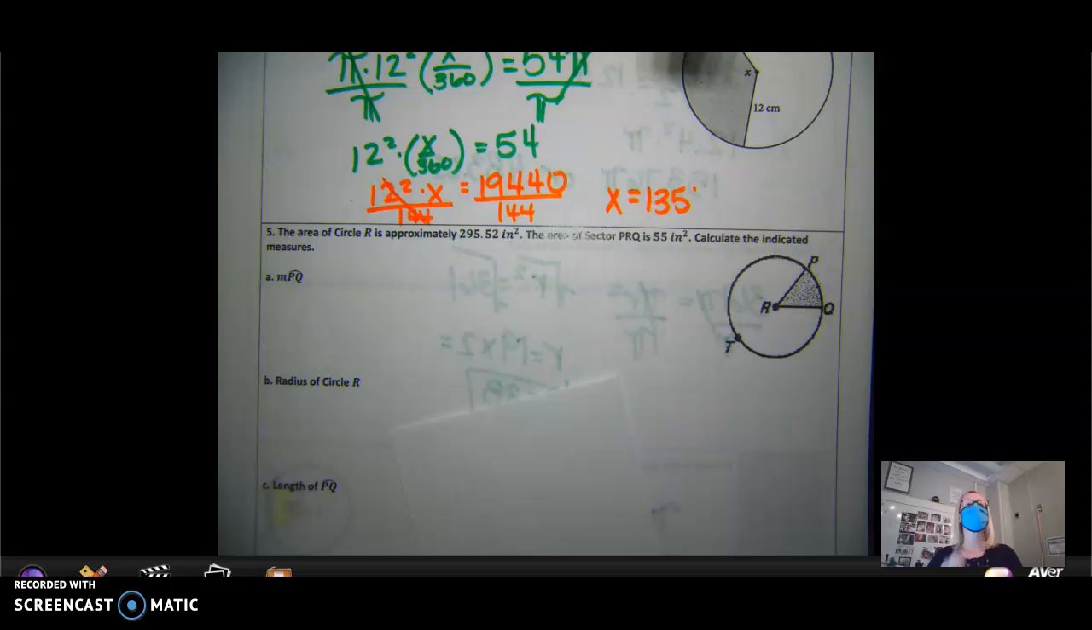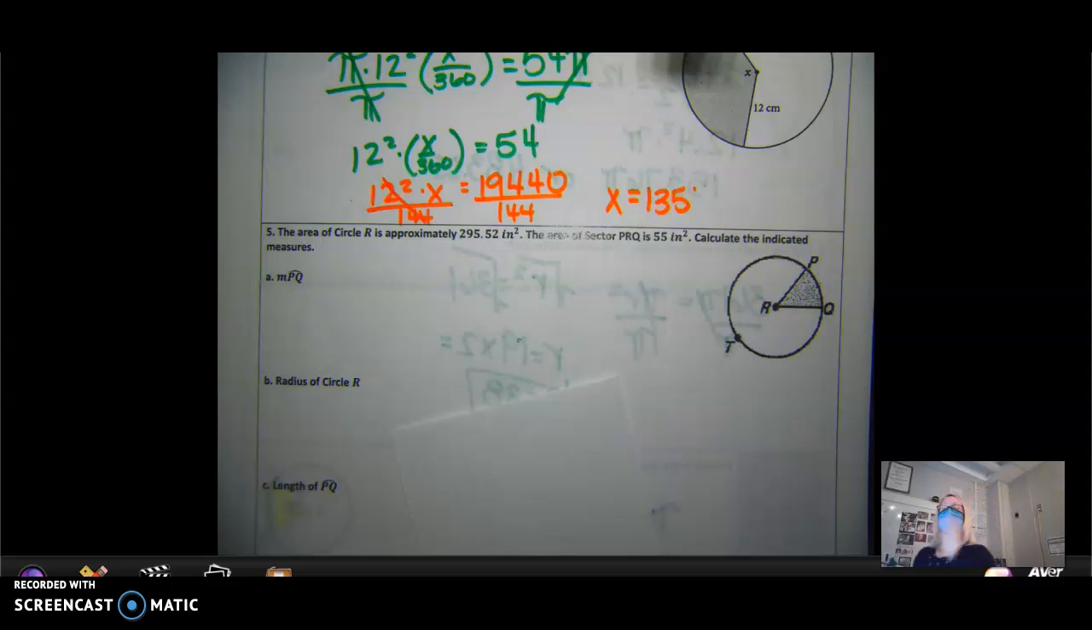Multiple ways to do this. What is one way that you guys did it? And we'll go through that way, and then we'll go through another way after that. Someone tell me what they did. I did the ratio of the area, so I did 55 over 295.52. And that gave me a decimal. I multiplied that by 360.